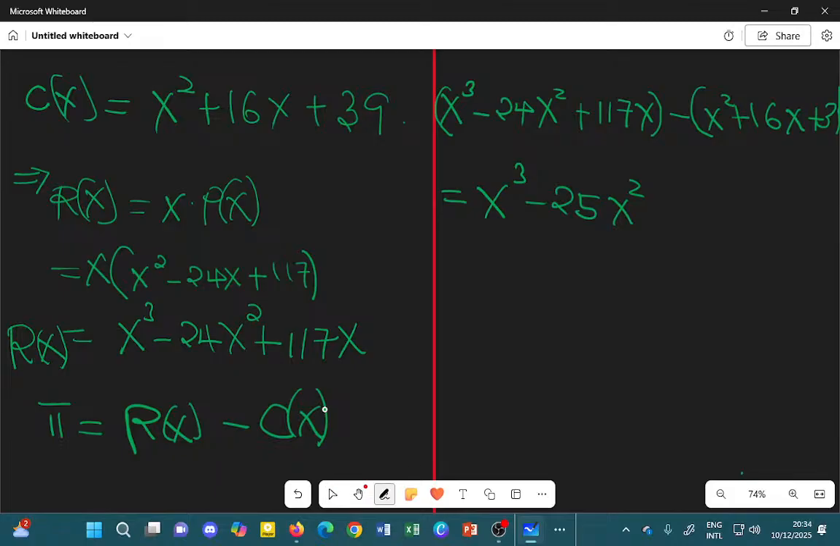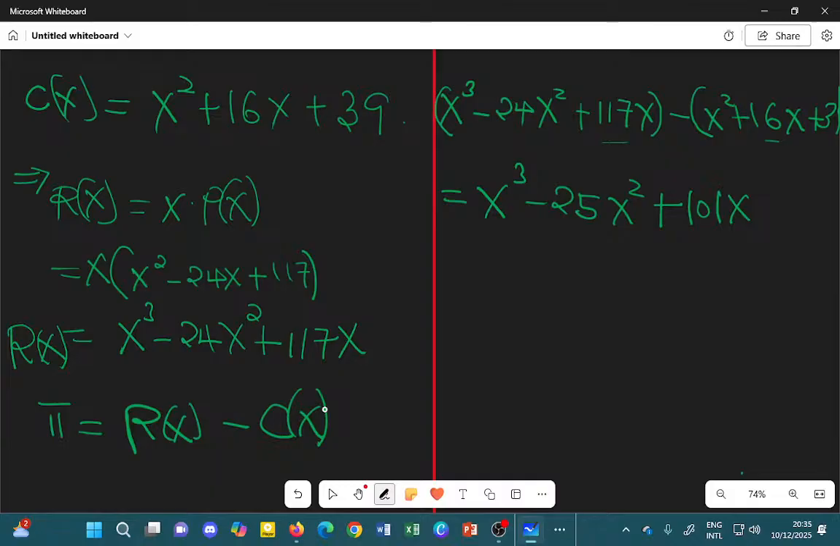Then I have this part here, 117 minus 39. Just a moment. No, those are not like terms. It will be 117 minus 16, that is 101x. So we say plus 101x, because we are dealing with like terms first. 101x, because that is this and this.